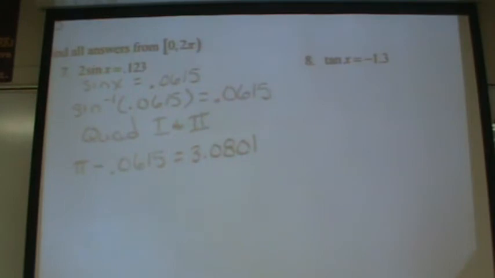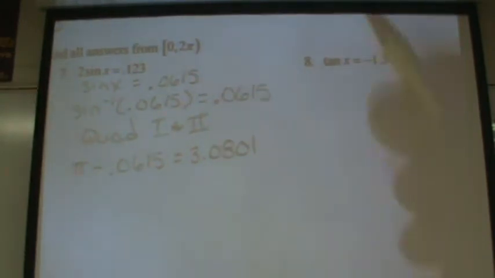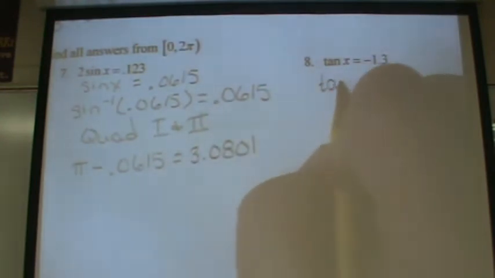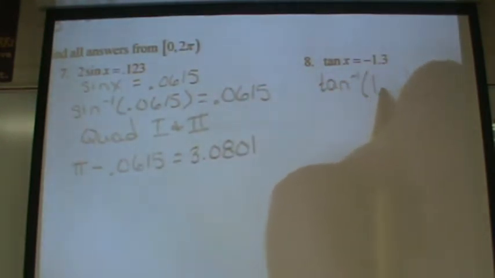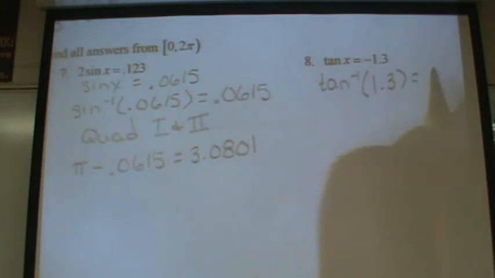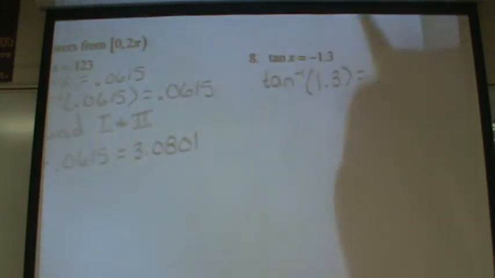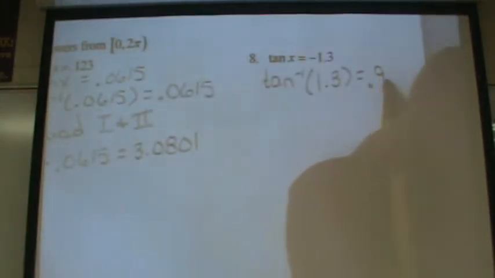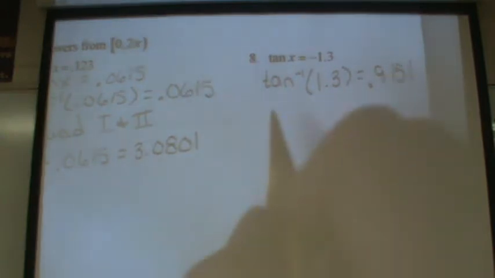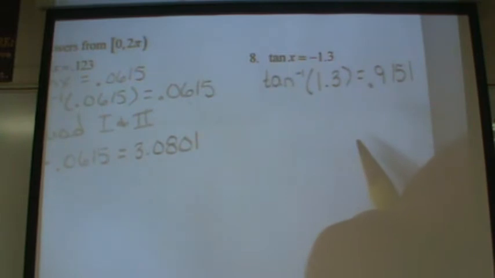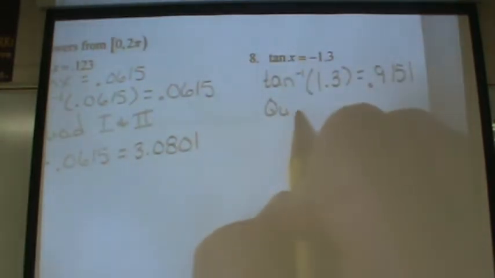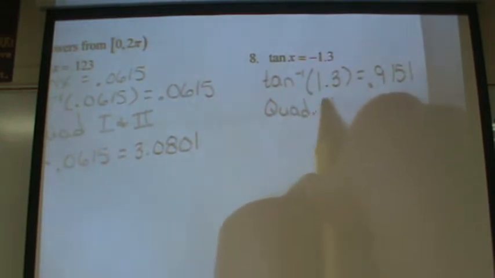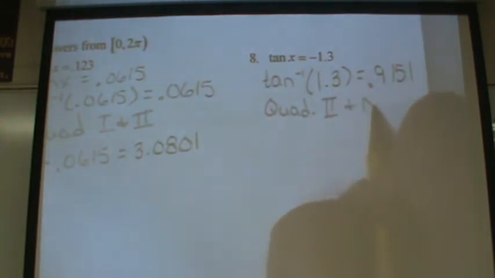Number 8, we're taking tangent x equals negative 1.3. So again, we want to take the inverse tangent of the positive 1.3. That's going to give us 0.9151. Tangent is negative in the second and fourth quadrant. So we're looking at quadrants 2 and 4.